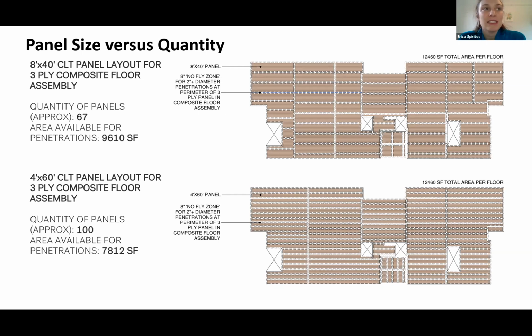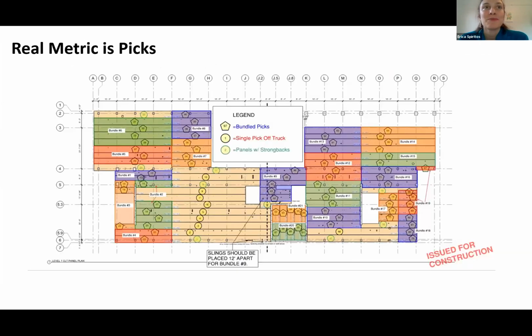In this case, we did decide to go with the 4 foot by 60 foot panels, and we figured out a way to bundle pick the panels so that we were picking panels at the same time from the truck, setting them on the deck, and then shagging them out on the deck to reduce our overall crane demand. So a little bit of innovative, creative thinking there to figure out ways to make this system work, because it was most advantageous from a cost perspective.